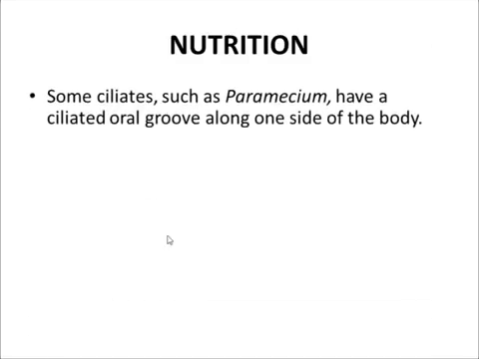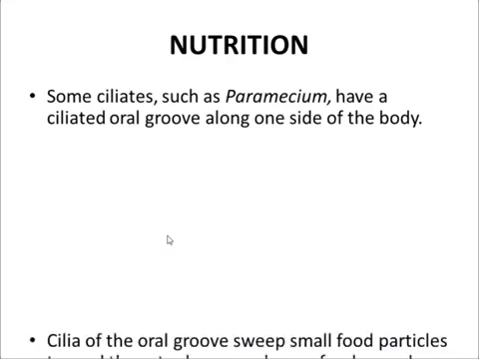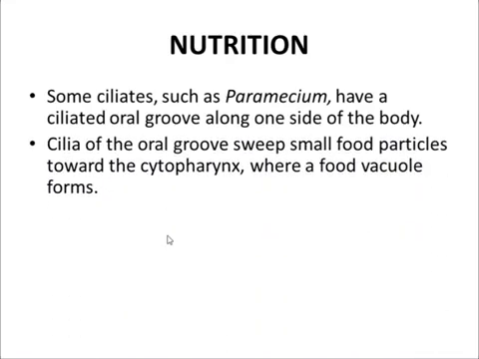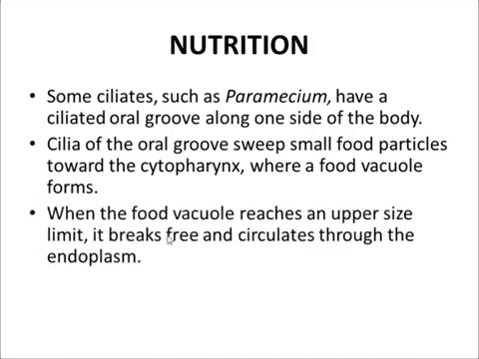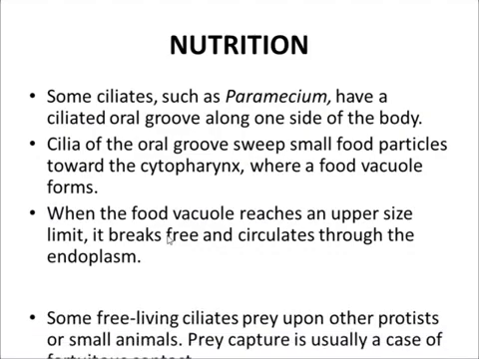Now let's talk about the nutrition in ciliates. Some ciliates, such as the Paramecium, have a ciliated oral groove along one side of the body. The cilia of the oral groove sweep small food particles toward the cytopharynx, where a food vacuole forms. When the food vacuole reaches an upper size limit, it breaks free and circulates through the endoplasm.